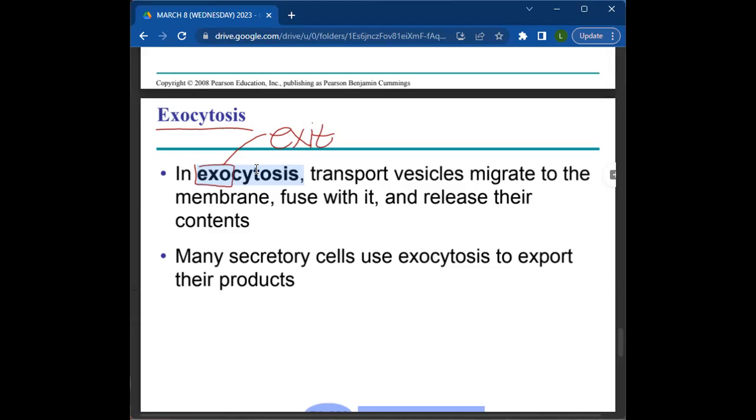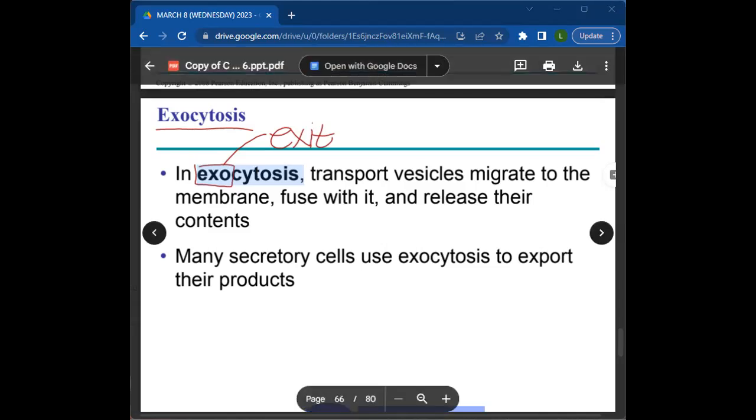So any cell, like endocrine cells that make hormones, they release those hormones through exocytosis. There's lots of cells that will use exocytosis to release their contents, something that they have made.